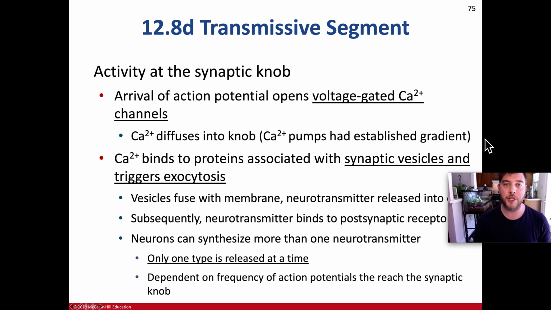So now we're in the transmissive segment, the last portion. The arrival of the action potential opens voltage-gated calcium channels. Remember that calcium will diffuse into the synaptic knob after those calcium pumps have established a concentration gradient. So there's more calcium in the interstitial fluid than there is in the cytosol, the axoplasm of the synaptic knob. So calcium is going to want to rush in. Once that action potential reaches this transmissive segment, those calcium channels are going to open.